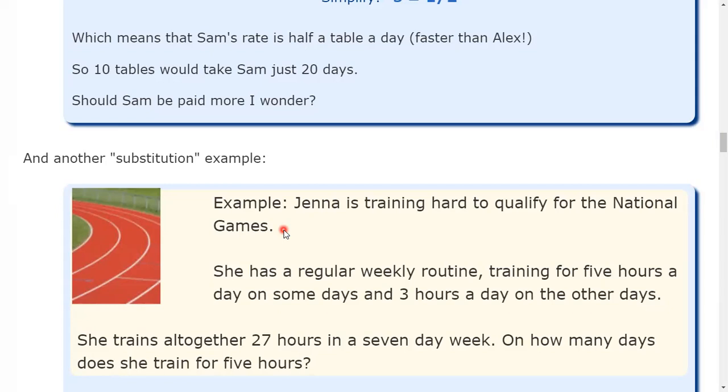She has a regular weekly routine, training for 5 hours a day. I'm kind of stuck on something. I got 5F plus 3T is equal to 27, which is the amount of hours she works in a 7 day week. Okay, I think I actually got it. So F plus T should be equal to 7.